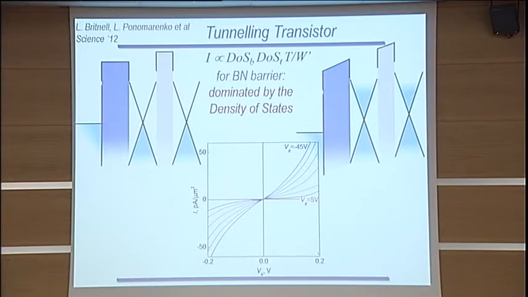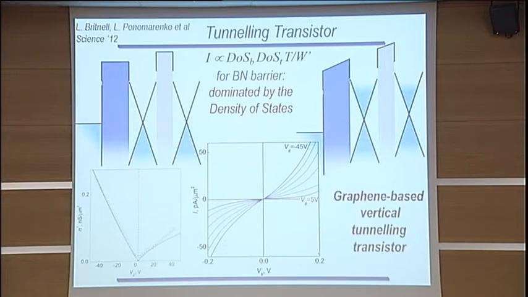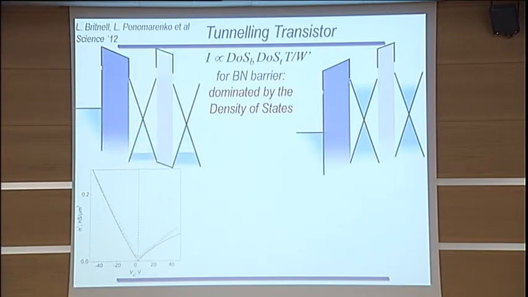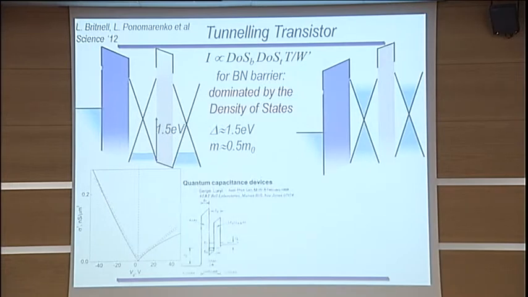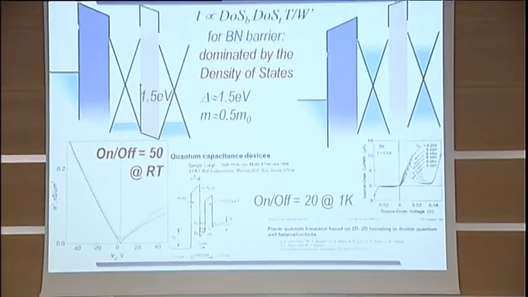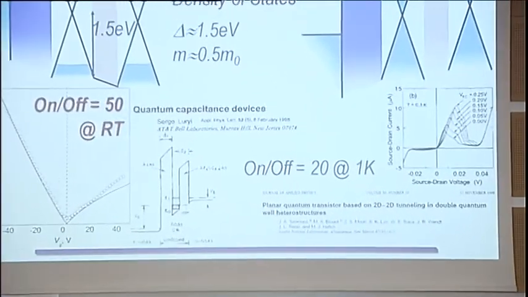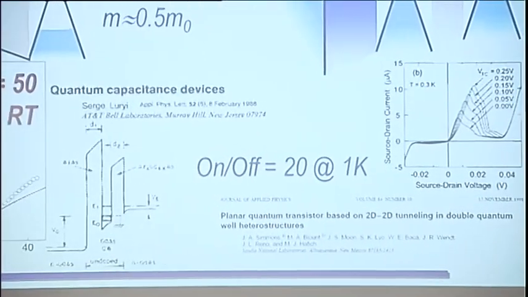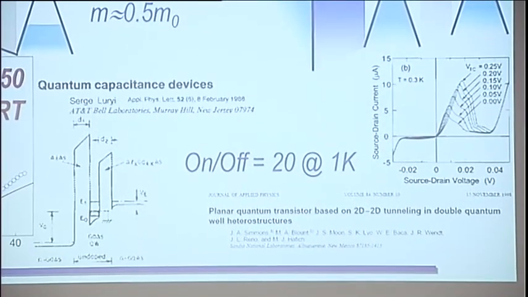So basically what we have here is a tunneling transistor with the external gate voltage, with which we can control the tunneling current through this boron nitride barrier. Well, it's not a very good tunneling transistor. The on-off ratio is roughly 50, but that's at room temperature. However, it's already better than the tunneling transistors which have been proposed from gallium arsenide, say, 20 years ago.